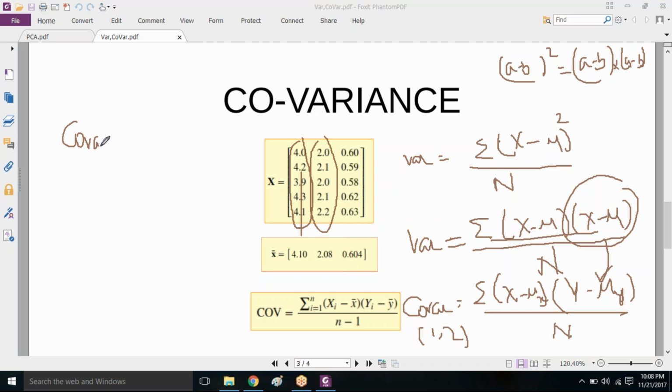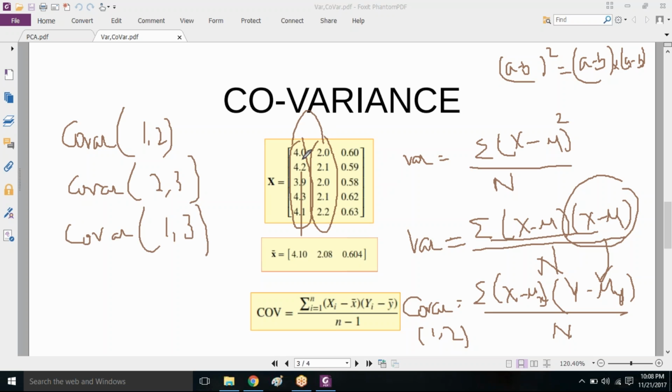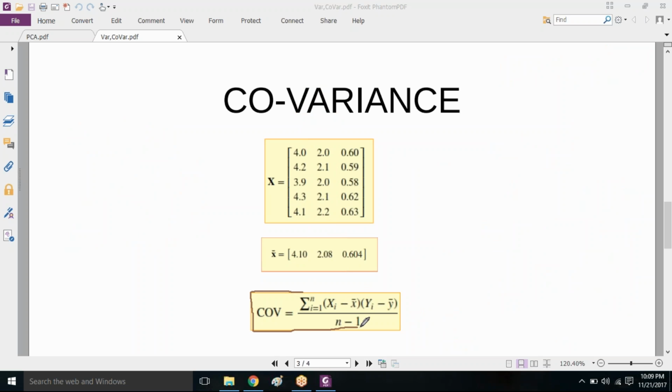You can calculate covariance between 1 and 2, covariance between 2 and 3, covariance between 1 and 3. So the covariance formula is this. You have to take first xi minus x mean, then yi minus y mean. And this is the covariance between 1 and 2 only. Similarly, you can calculate 1 and 3, then maybe 2 and 3, like this.